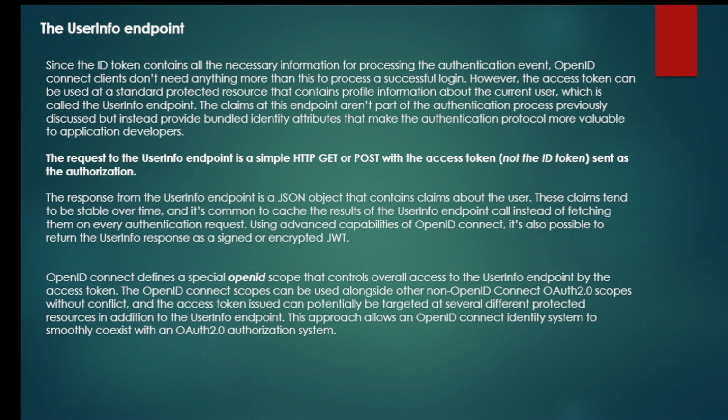The response from the UserInfo endpoint is a JSON object that contains claims about the user. These claims tend to be stable over time, and it's common to cache the results of the UserInfo endpoint call instead of fetching them on every authentication request. Using advanced capabilities of OpenID Connect, it is also possible to return the UserInfo response as a signed or encrypted JWT.